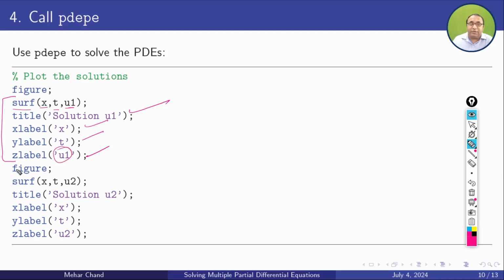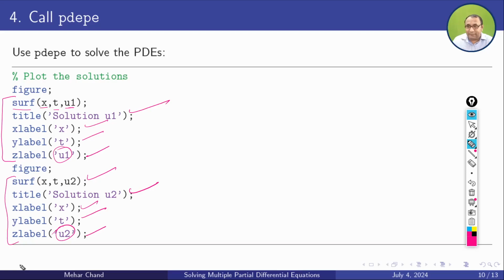We have solution 1, and this is the sequence of statements used to visualize the result of the second partial differential equation. First we have the surface for the second solution, then title, X label, Y label, Z label for the second solution. So when you execute this sequence of statements in MATLAB, you will have the graphs of two solutions, one for U1 and the second for U2.